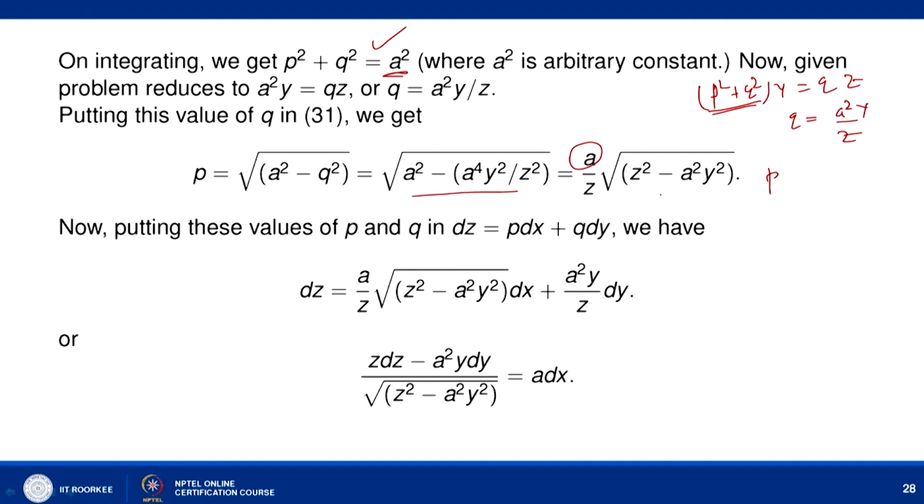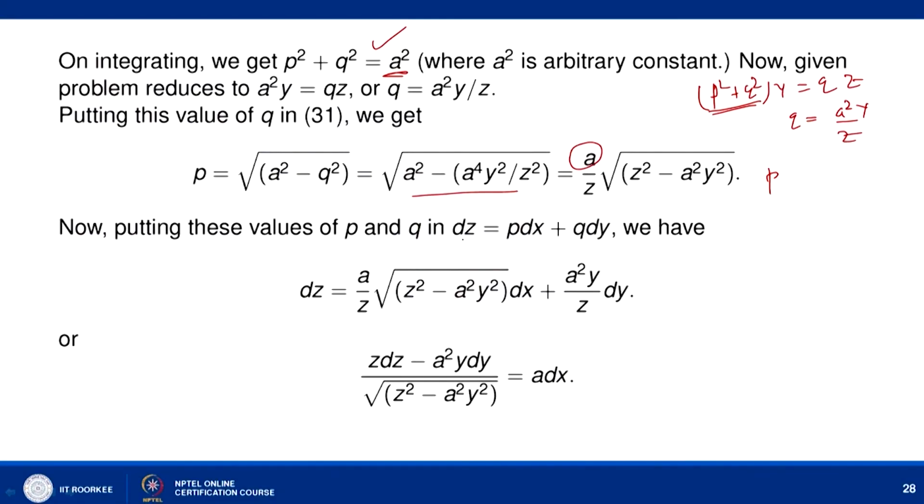So I am just giving you a method to find the solution in one case, when I am assuming q as a²y/z, and p with the plus sign; you may take the negative sign, no problem. Now putting these values of p and q in dz = p dx + q dy, we have this equation: dz = (a/z) √(z² − a²y²) dx + (a²y/z) dy.